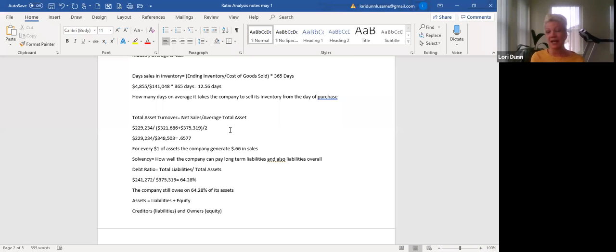And if you say, well, you could buy assets with cash. Yeah, but whose cash? Okay, so all of the company's assets were purchased with either creditors' money and we still owe it back to them, or owners' money. Two groups. What we're measuring here is how much do we owe to these creditors? Of all the assets we own, we still owe on 64.28% of them.